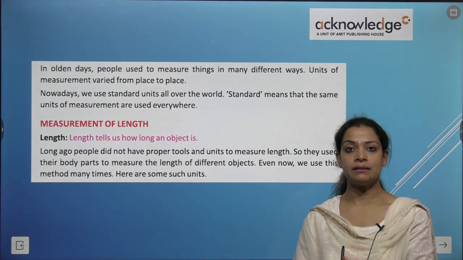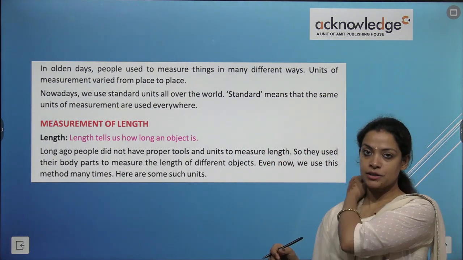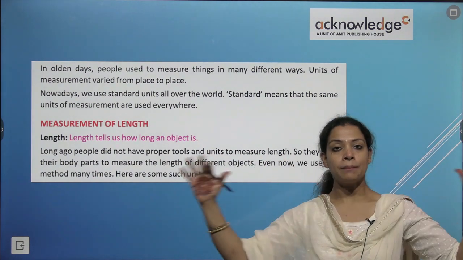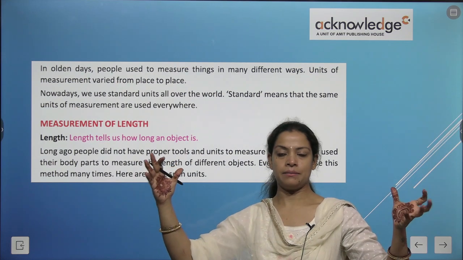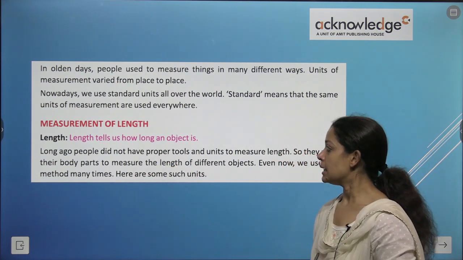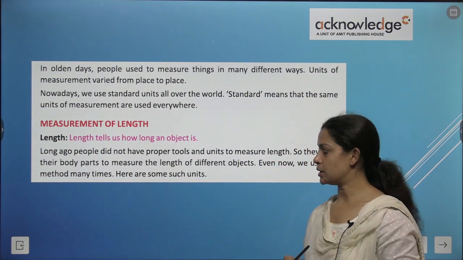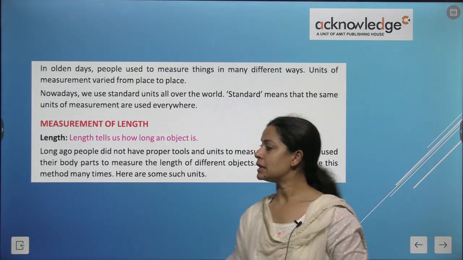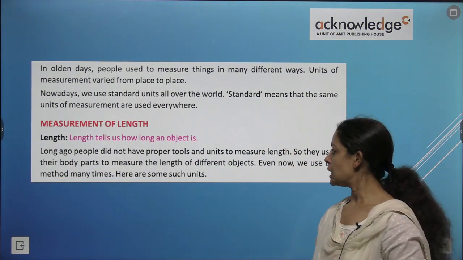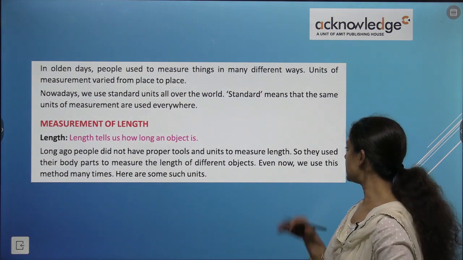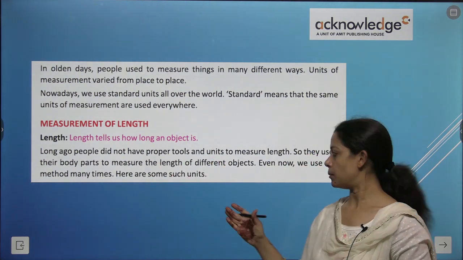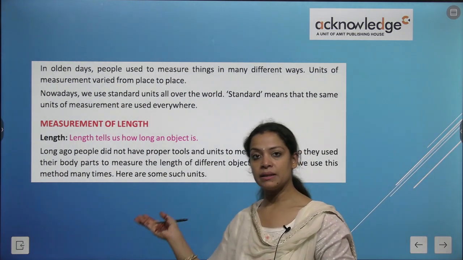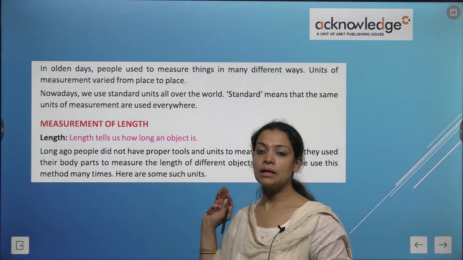Now measurement of length, हम length को कैसे measure करते हैं? Length means the लंबाई, that is length of an object. It tells us how long an object is. So long ago, people did not have proper tools and units to measure length. So during that time, they used to use their body parts to measure the length of different objects. Even now, we use this method many a times, but it is not appropriate.